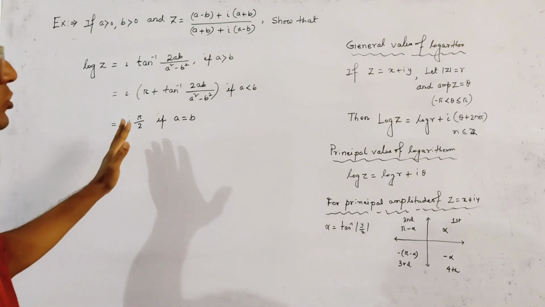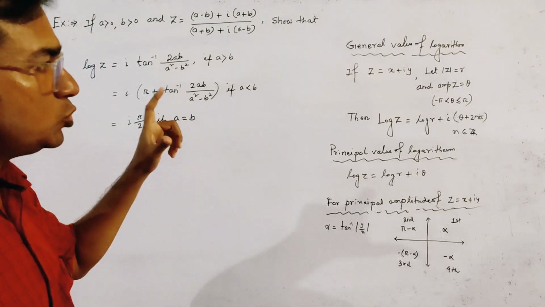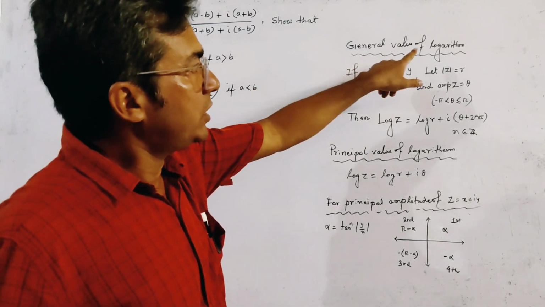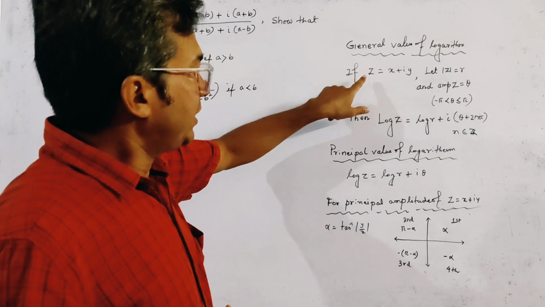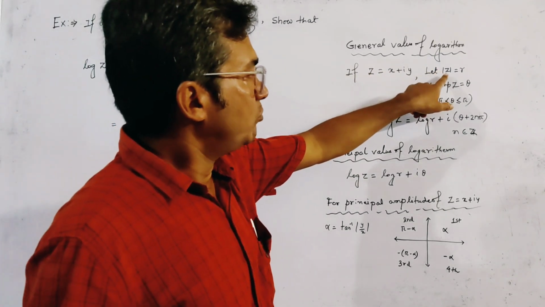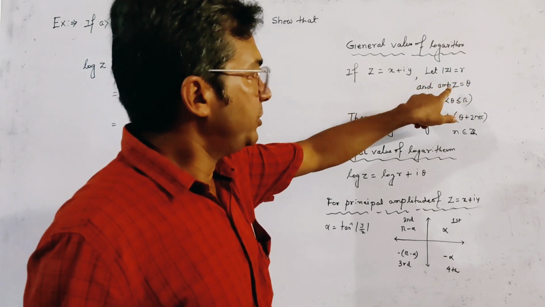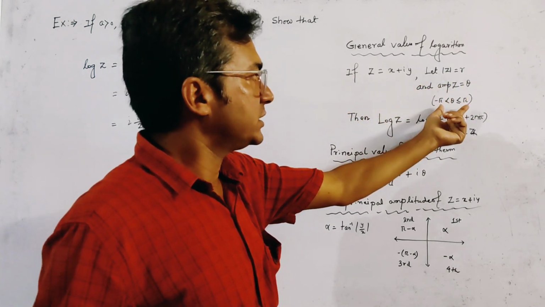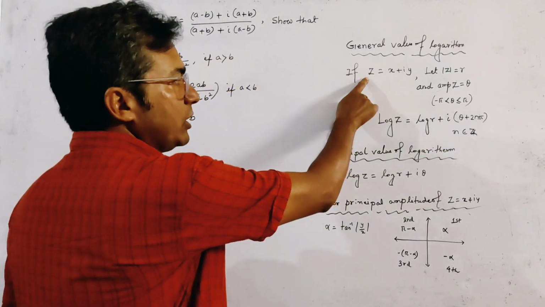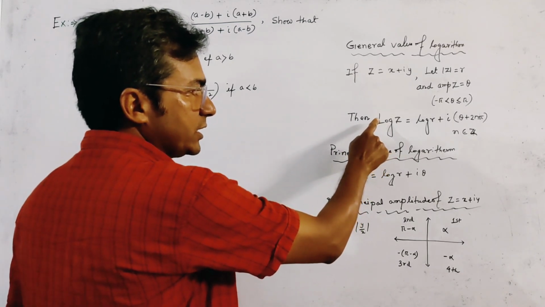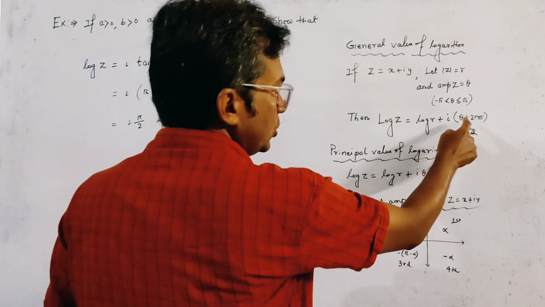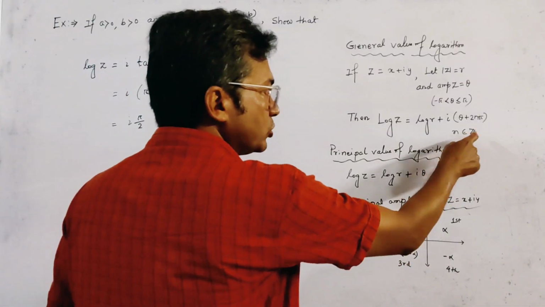Right? To solve this type of problem, we use two important results of complex numbers. Here we first see what is the general value of logarithm. If a complex number is given by z equal to x plus iy, and if the modulus of z is r and the amplitude of z is theta, where theta lies between minus pi and pi, then the general value of log z, that is we write capital L, log z, is equal to log r plus i into theta plus 2n pi, where n belongs to Z.